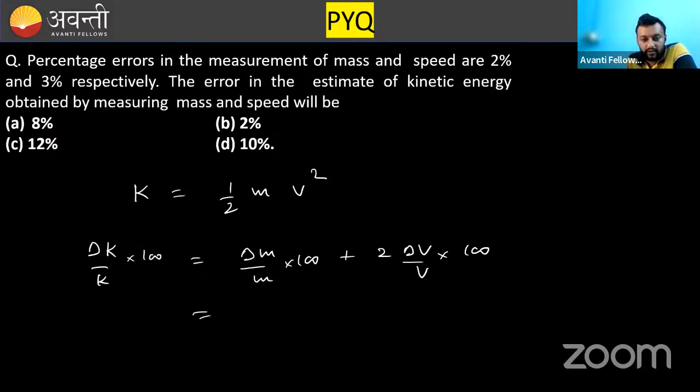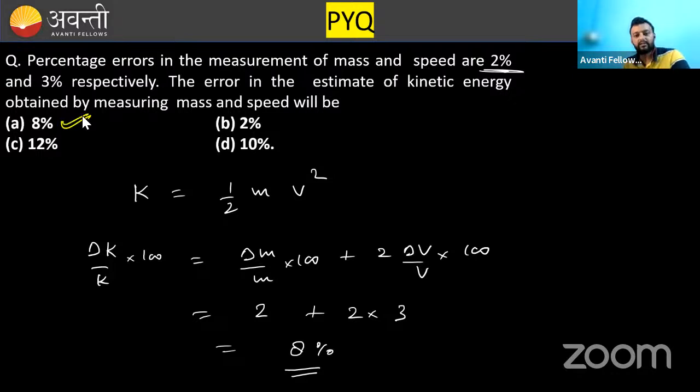Now put the values. Delta m by m into 100: mass has an error of 2%. So that is 2 plus 2 into speed has an error of 3%. That is 8%. Veena has answered before me. Very good, Veena. That is 8%. So the percentage error in the measurement of kinetic energy is 8%.